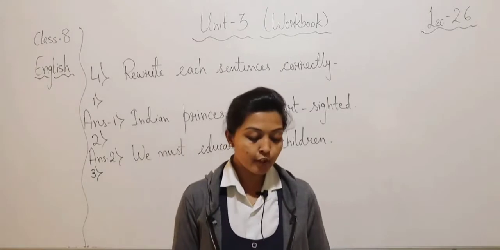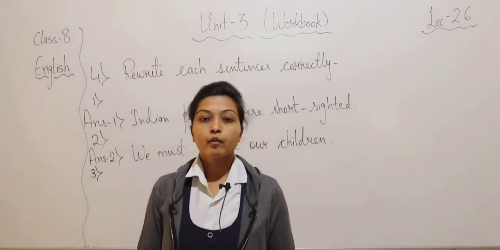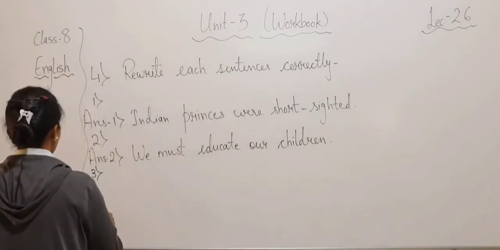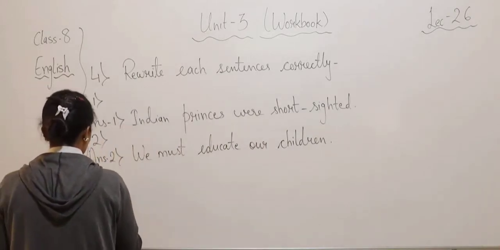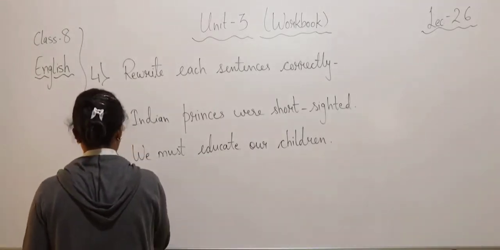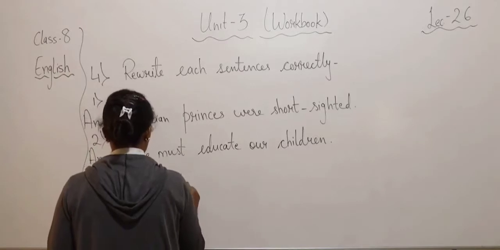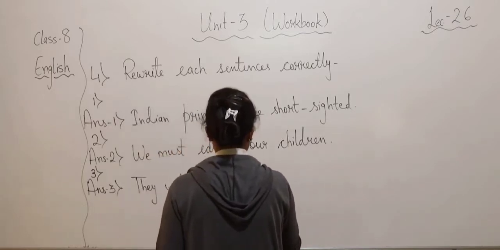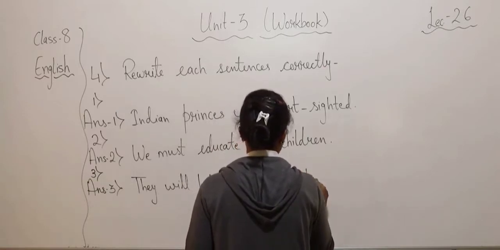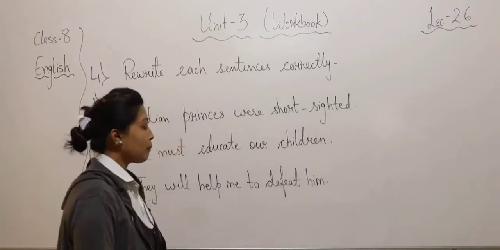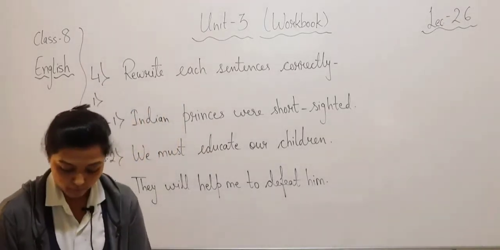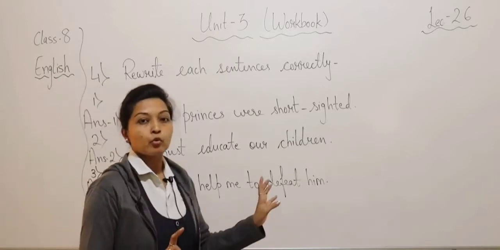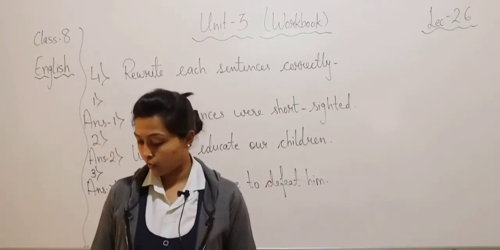Then after 3, it is given, they will help me to defeating him. So write down the answer. They will help me to defeat him. Again I tell you, you have to write down these question sentences from your workbook in your notebook. Don't leave the space as it is. You have to note down, okay?